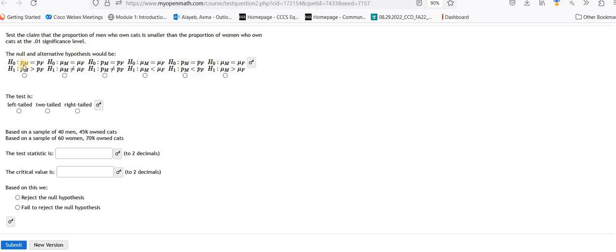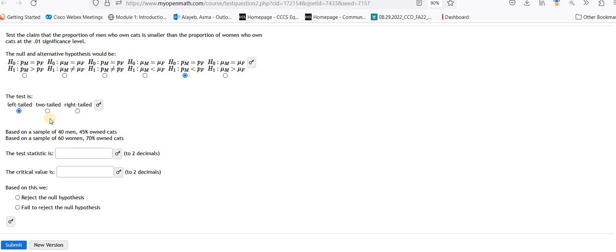So out of all of these statements, I think this statement is the accurate one. Now, this is a left tail test because it is less than, so this points to the left, so this is a left tail test.